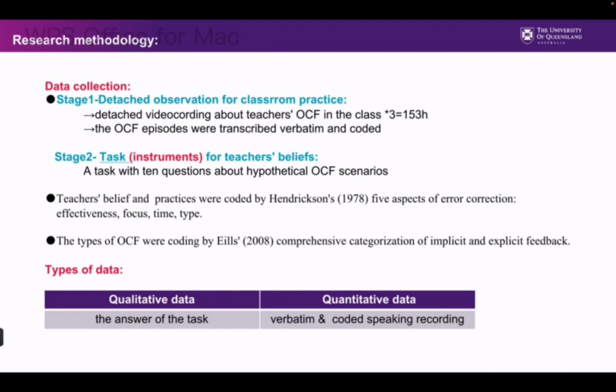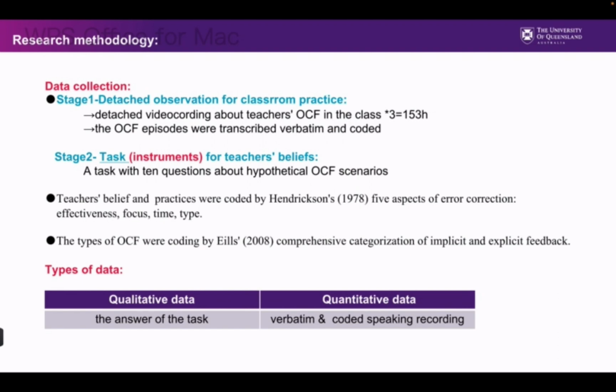Besides, the researchers used Hendrickson's 5 aspects of error correction to code the teachers' beliefs and practices, then used Ellis's comprehensive categorization of implicit and explicit feedback to define the types of OCF. In sum, the researchers used the qualitative data from the task answers and quantitative data from the verbatim and coded speaking content for analysis.